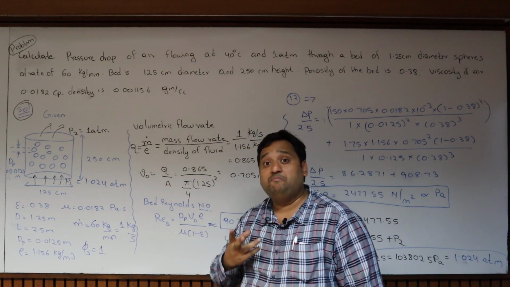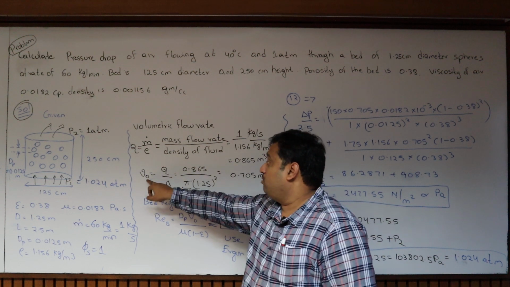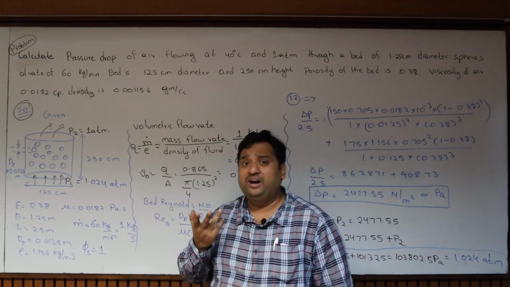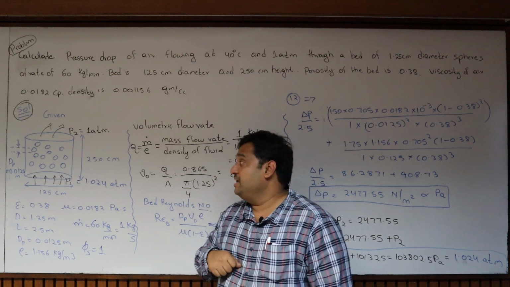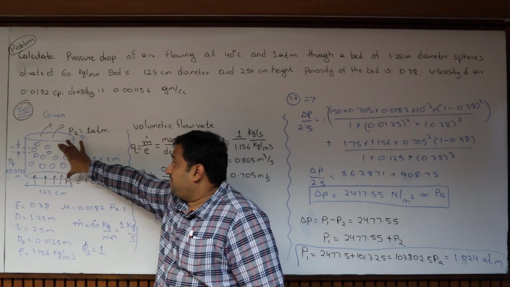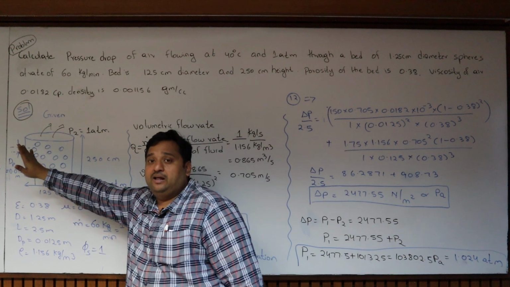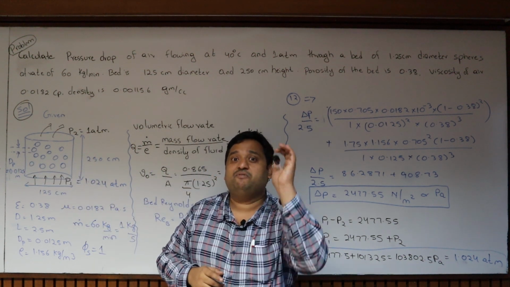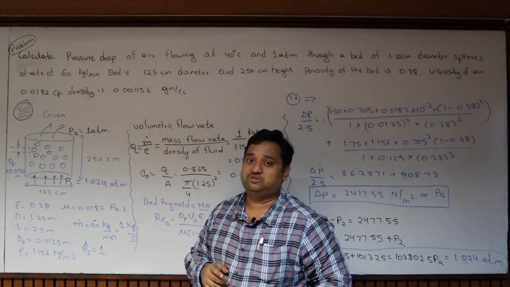That means I have to pump the air at this flow rate. What is the velocity? That means the empty tower velocity. I have already discussed the empty tower velocity. The empty tower velocity is the velocity if I remove the bed. Now the tower is empty. Under those conditions, what is my velocity? That is called the empty tower velocity.